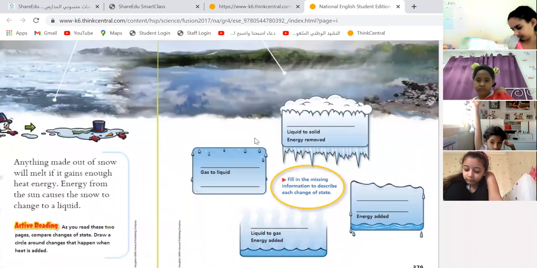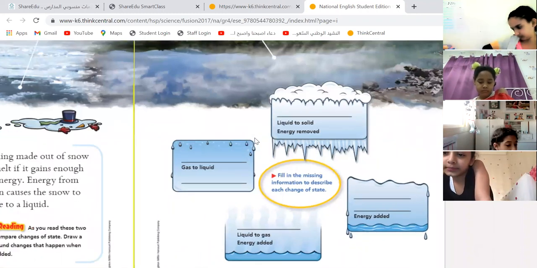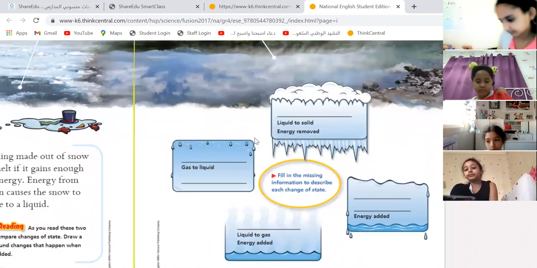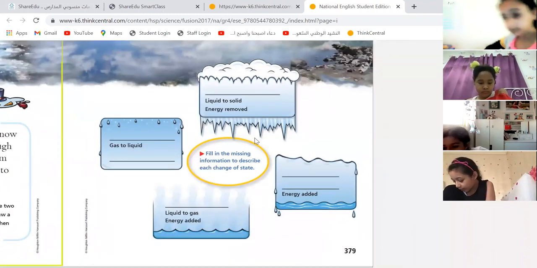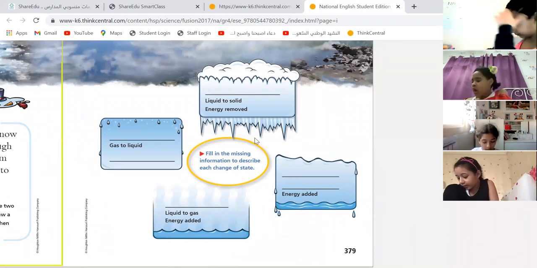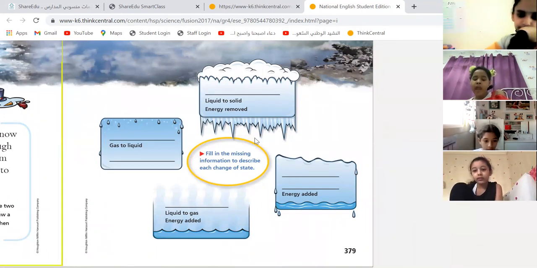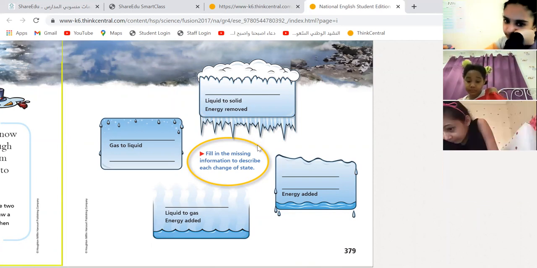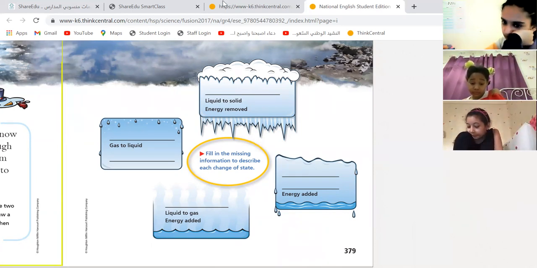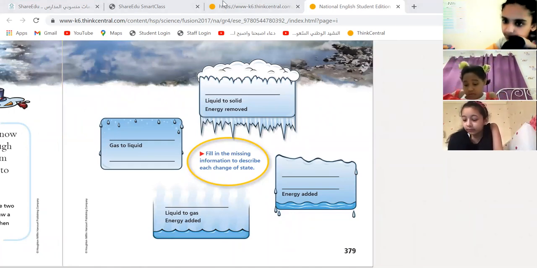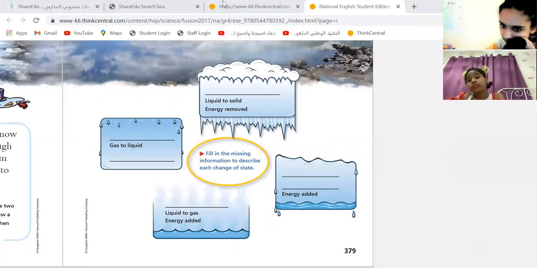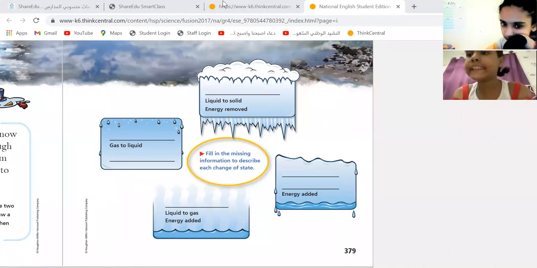Talia, can you do this extra exercise? Page 379. Okay. Now, fill in the missing information to describe each change of state. Leah and Liana, are you here to do this exercise with me? Yes, teacher. All right. So be ready when I ask your name. Now, first, we will start with Talia.